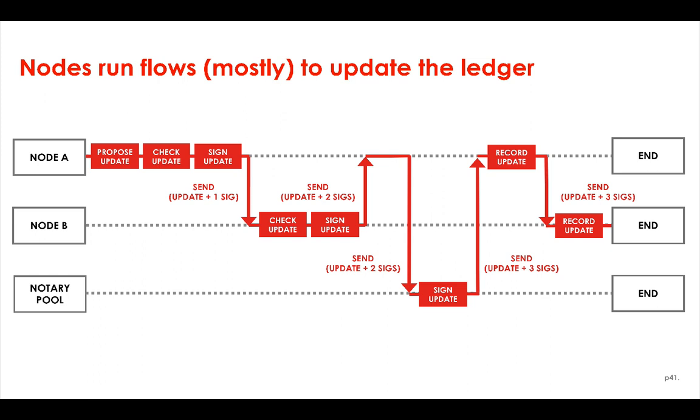But this is just an example of a flow. So the flow framework is completely flexible. You could write a flow that doesn't speak to any other nodes, or a flow that doesn't update the ledger at all, or a flow that does database operations or HTTP calls. It is completely up to you as the CorDapp developer.